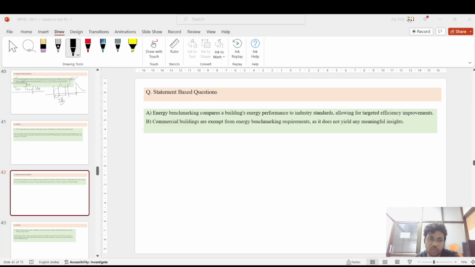So the next question is related to energy benchmarking. Please try this question. There are two statements. You have to tell me which statements are true.